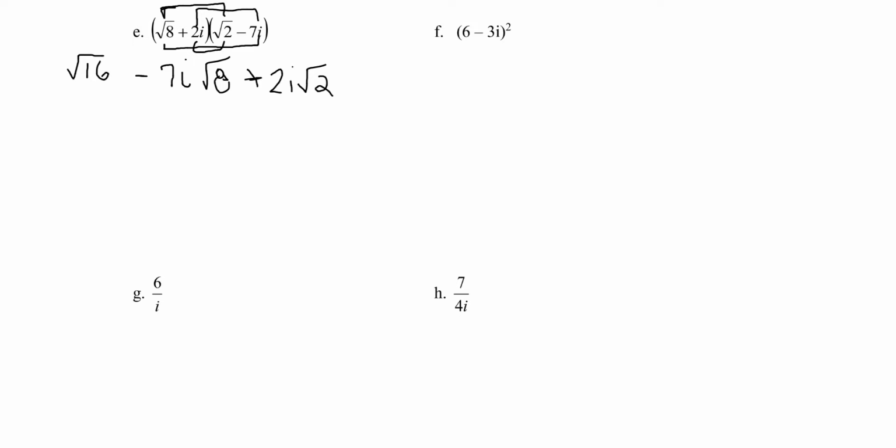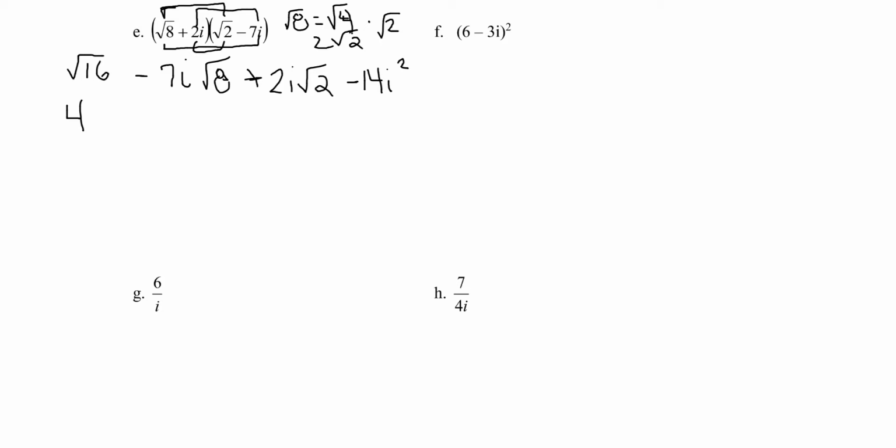And then my last terms, 2i times negative 7i will be negative 14i squared. And from there, we're going to simplify. So the square root of 16 is 4. And I know that the square root of 8 can simplify to the square root of 4 times the square root of 2. And the square root of 4 is 2, so I get 2 square root 2.